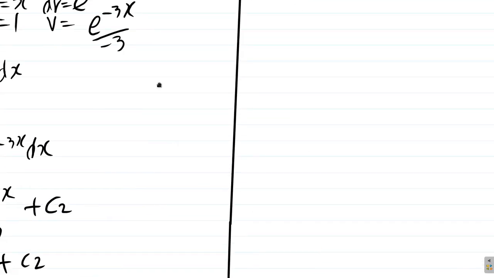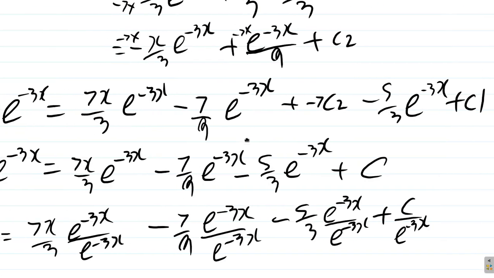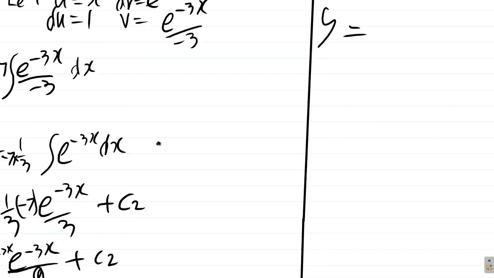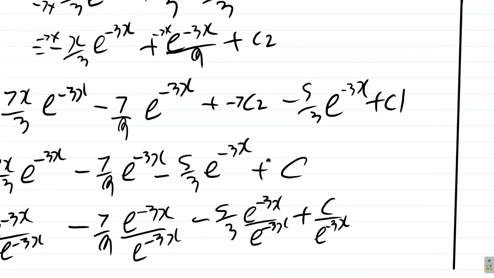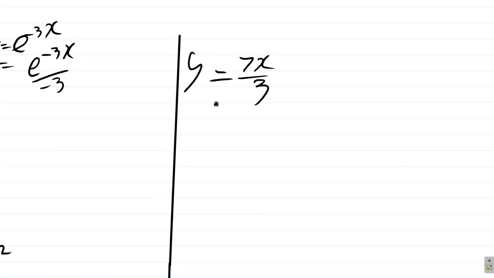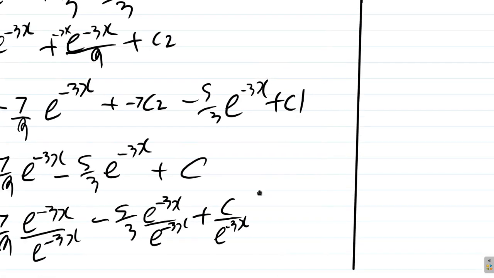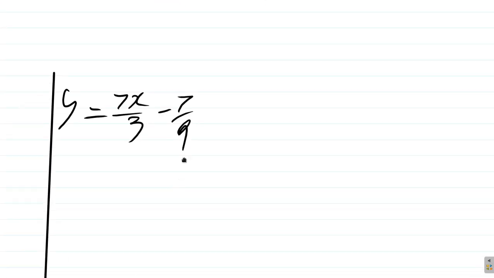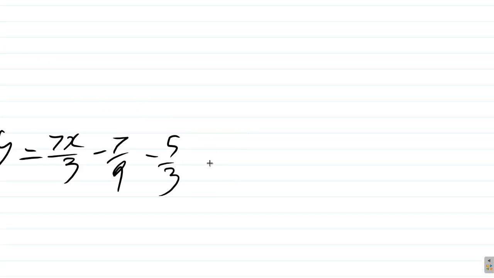So what you have is y equals 7x over 3 minus 7 ninths minus 5/3 plus c over e to the negative 3x. Same thing as c times e to the positive 3x, plus c e to the 3x.